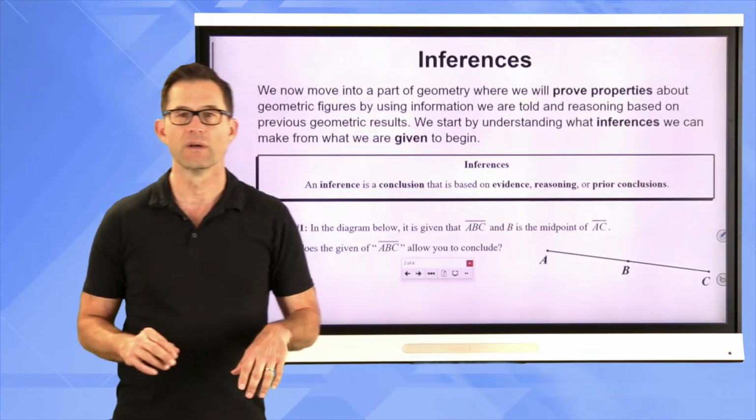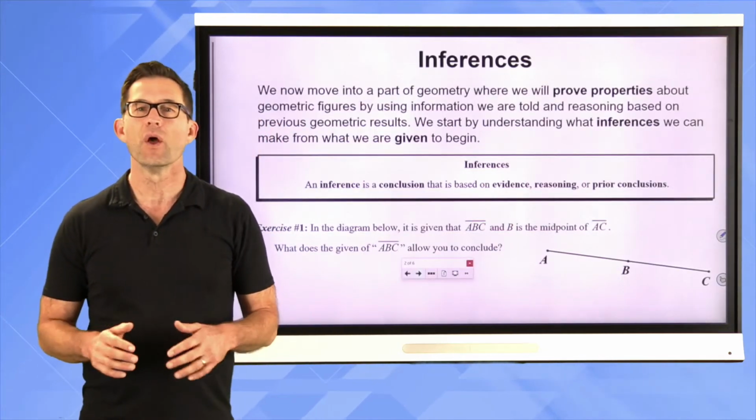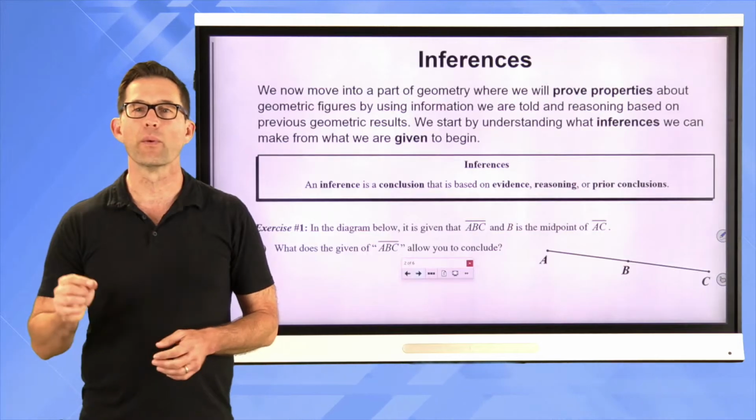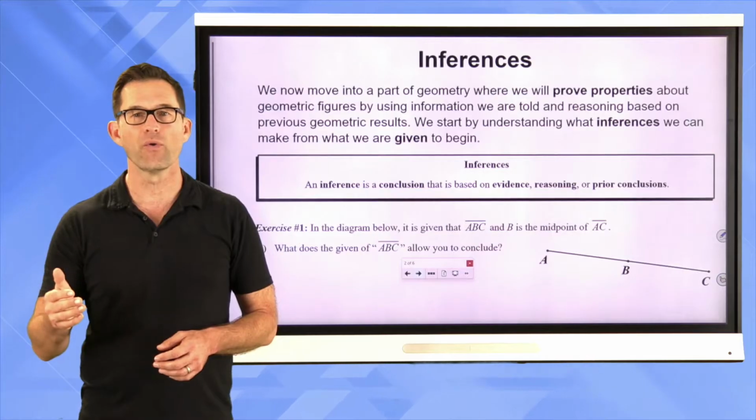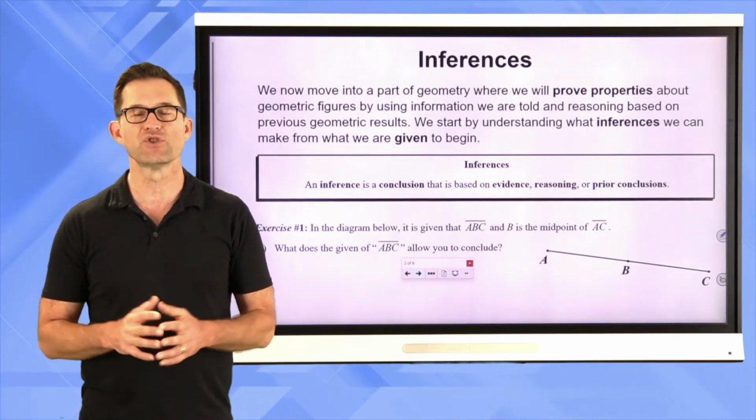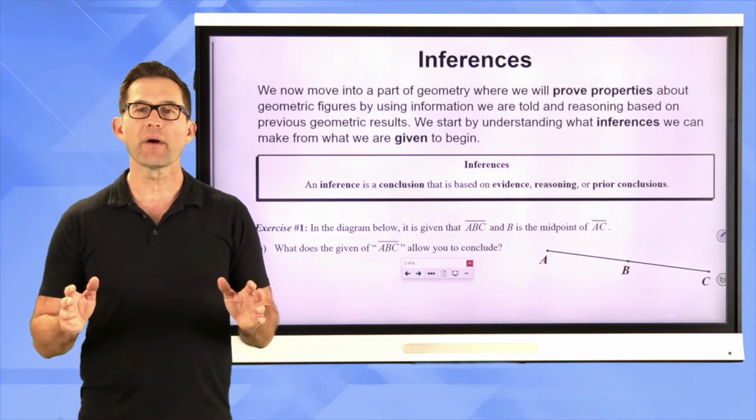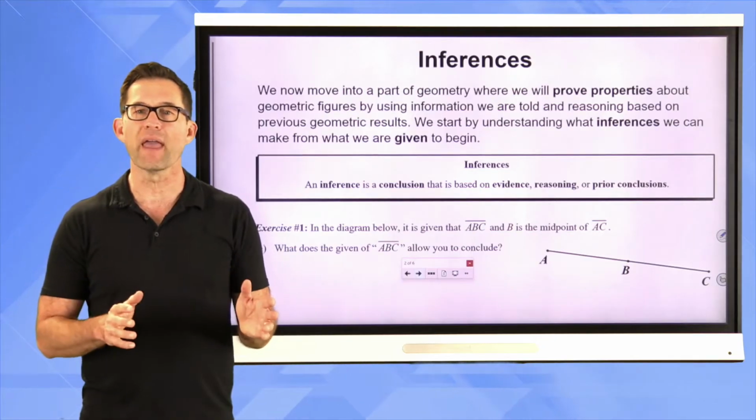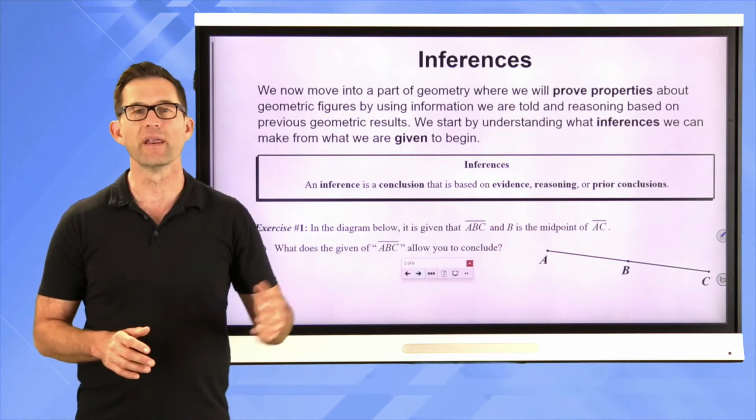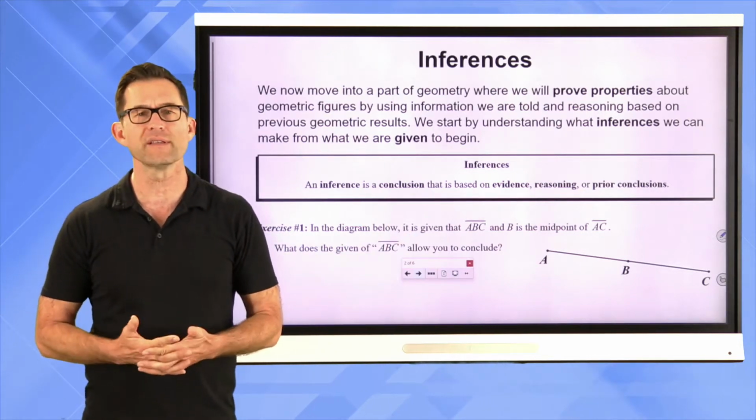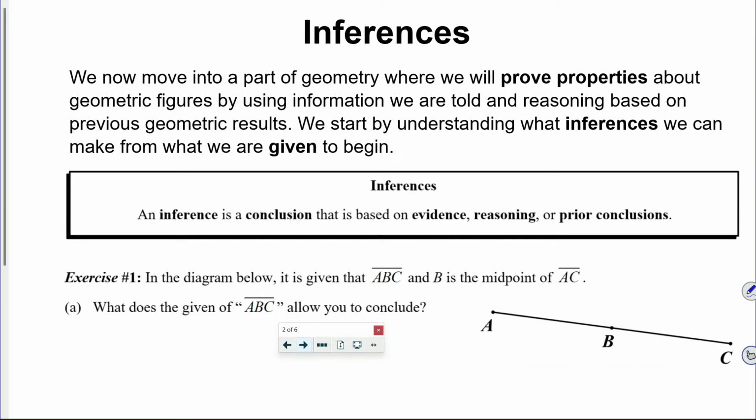So, let's do it. Inferences. We now move into a part of geometry where we will prove properties about geometric figures by using information we are told and reasoning based on previous geometric results. We start by understanding what inferences we can make from what we are given to begin. So let's first talk about just what an inference is. I think you've probably heard the word, but let's make sure you understand it. An inference is a conclusion that is based on evidence, reasoning, or prior conclusions.